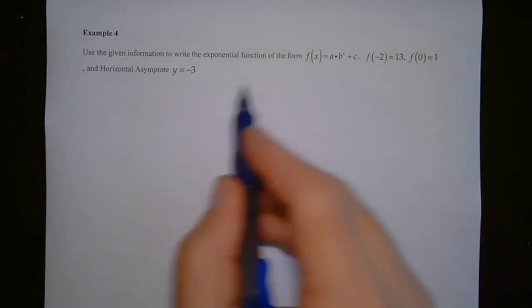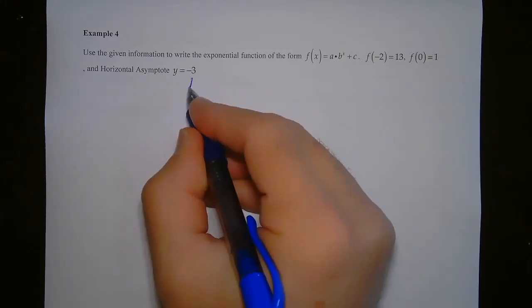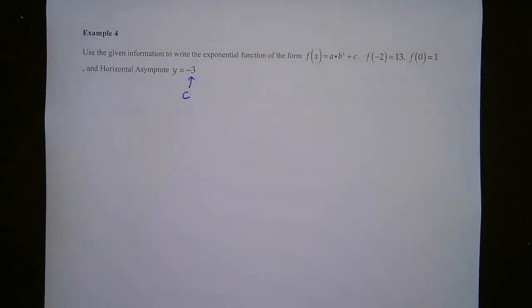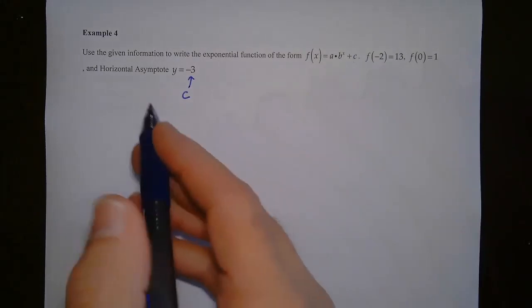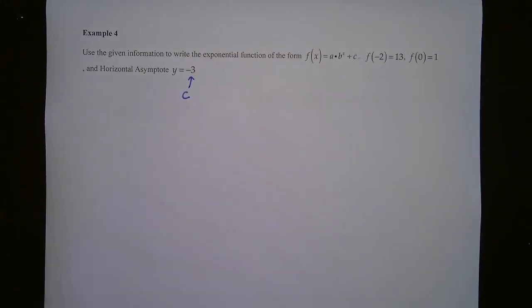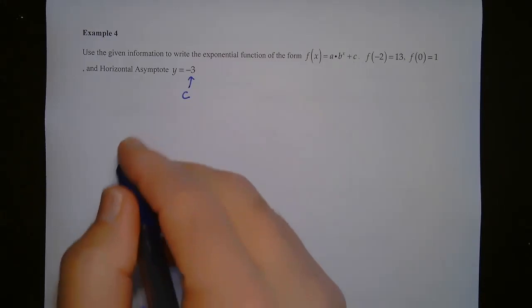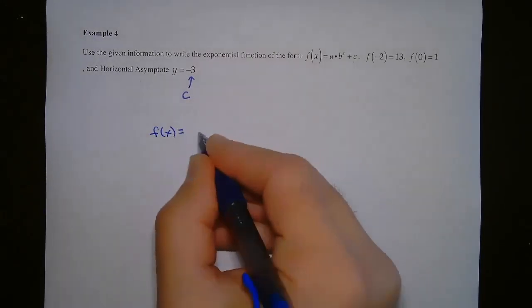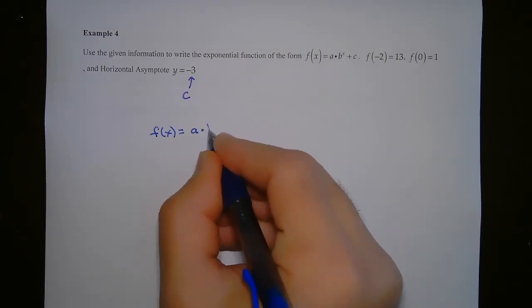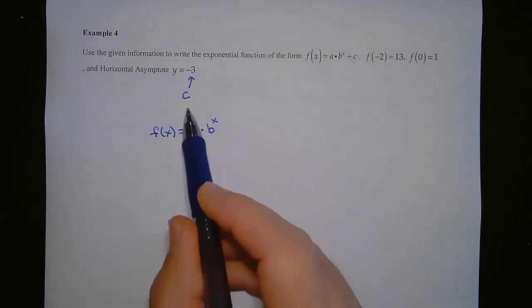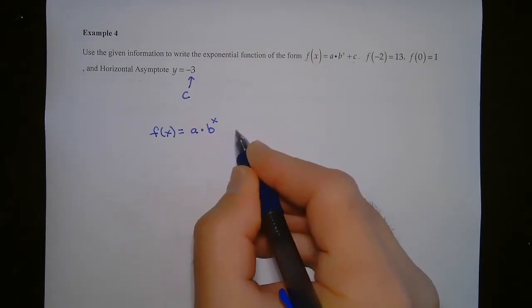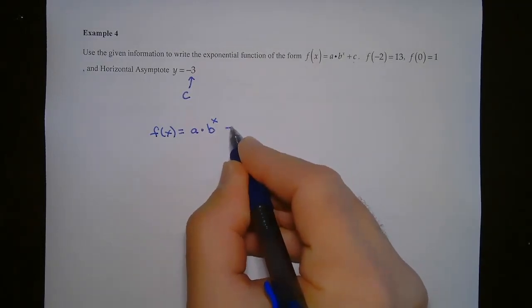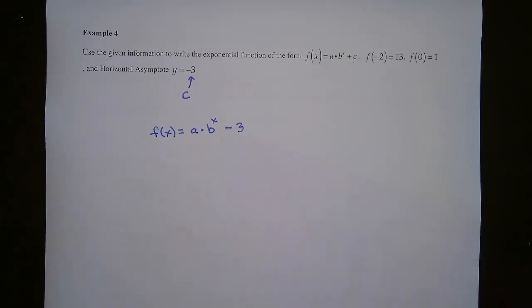So our C, this is C right here, is whatever our horizontal asymptote is. Automatically I know what the C is, just by reading this and understanding what an exponential function looks like. So f of x is now equal to a times b raised to the x, and this specific one, I'm going to add -3, but adding -3 is really just subtracting 3. So that's how I'm going to write it.